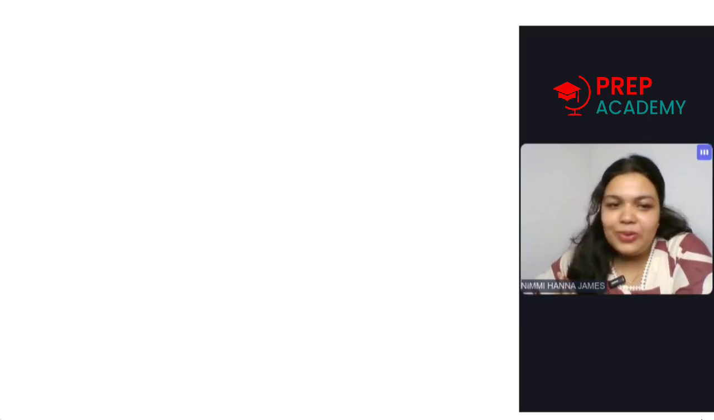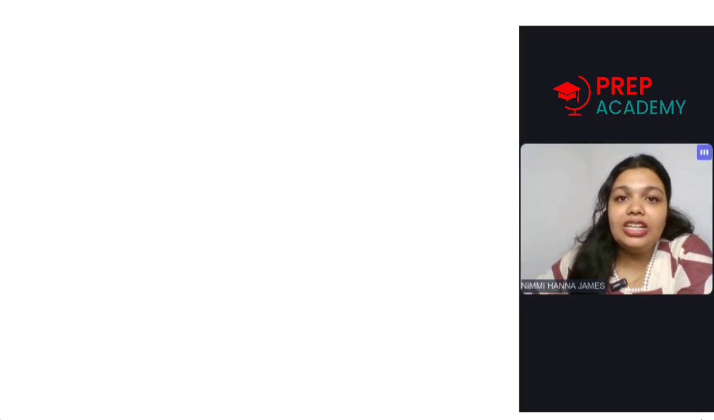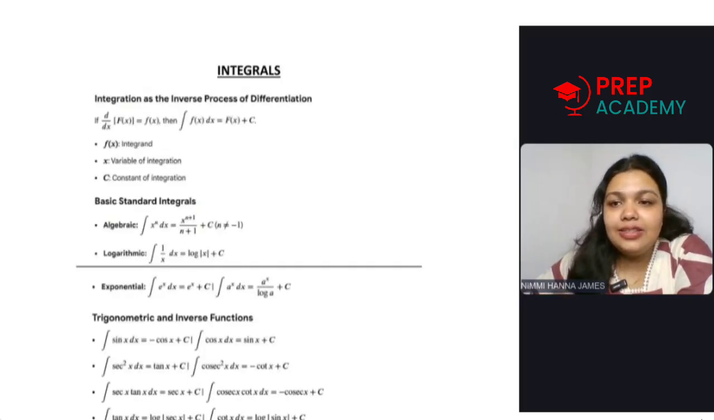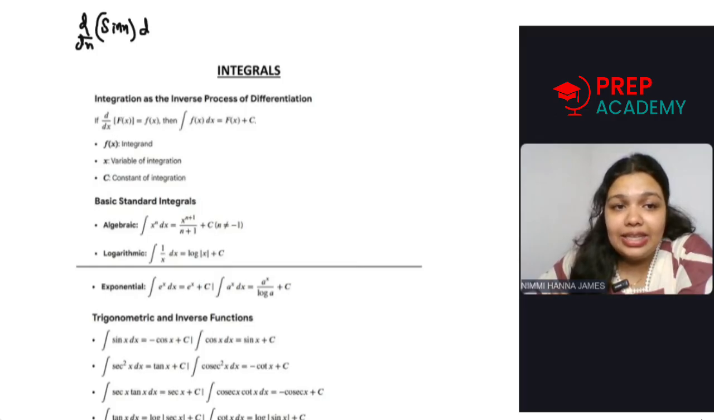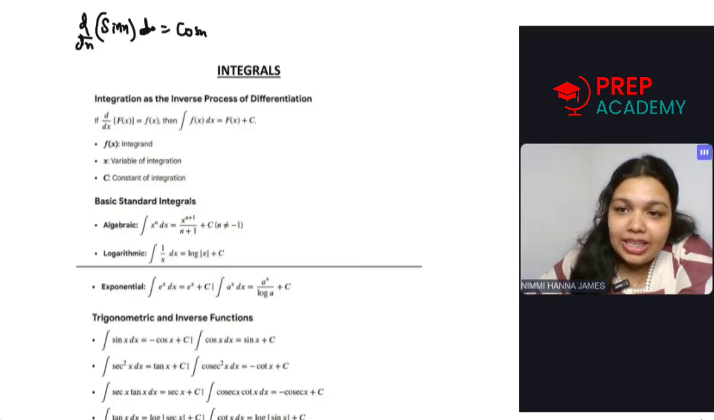So integration. If you have a good basic in differentiation, then you can easily connect with integration. Integration is just the reverse process of differentiation. That is, if you have a function sin x, we know that the differential of sin x is cos x. So then we are taking the reverse process.